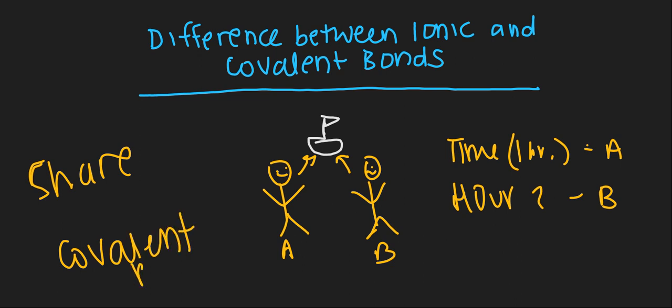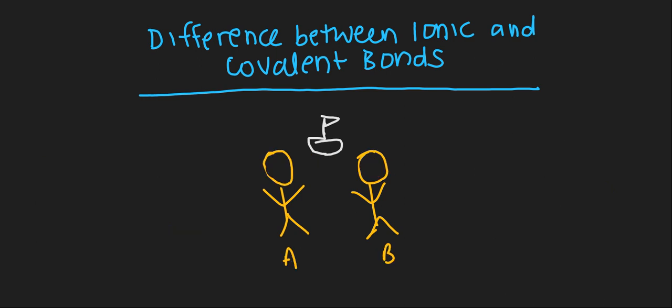When both nuclei or atoms, or I guess in this case siblings, both get the electrons the same amount. And I'll be talking about the diagrams in just a bit.